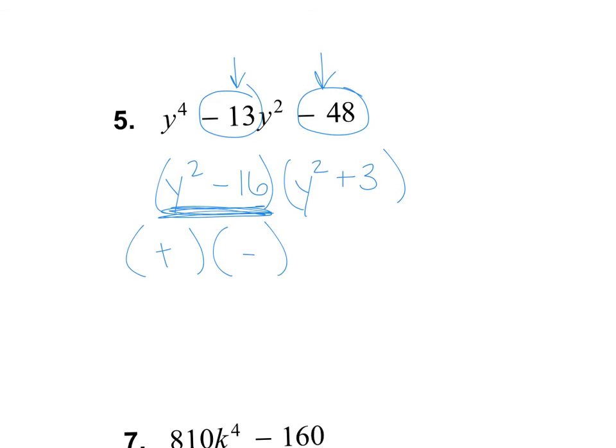One plus, one minus, the square root of each one. Square root of y squared is y. Square root of 16 is 4. So y plus 4, y minus 4, and then bring this down.